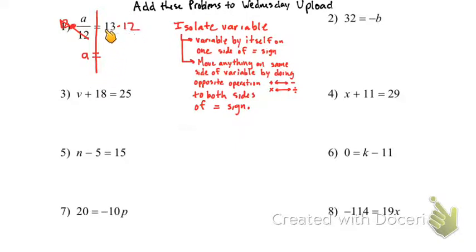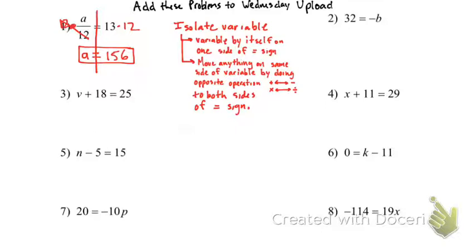All I have to do now is this math. So if you're struggling with math, just get your calculator out. If you're uncomfortable with arithmetic, let's just do this. So 13 times 12, if you do this correctly, gives you 156. And we are done. A, my variable, is all by itself. Number two.